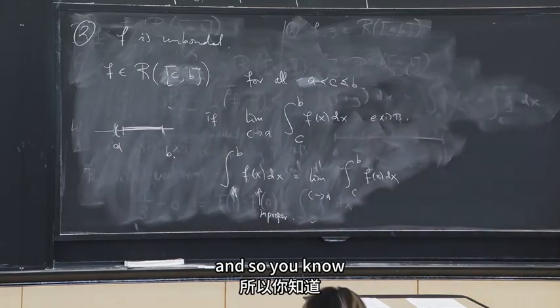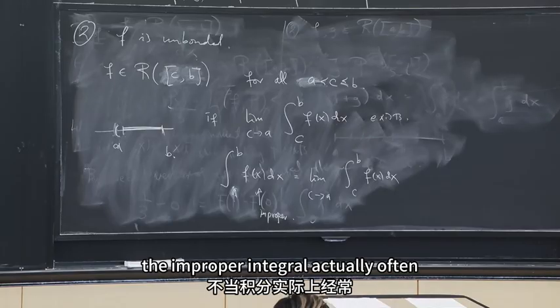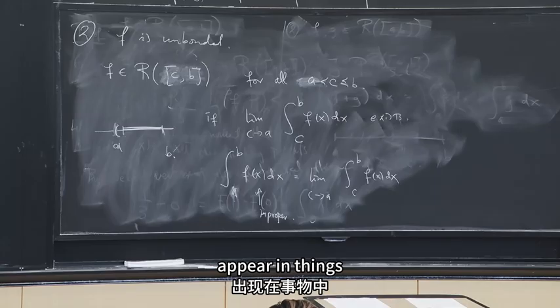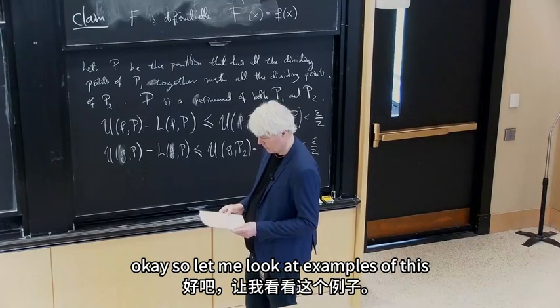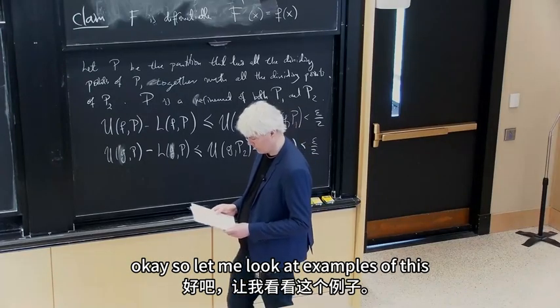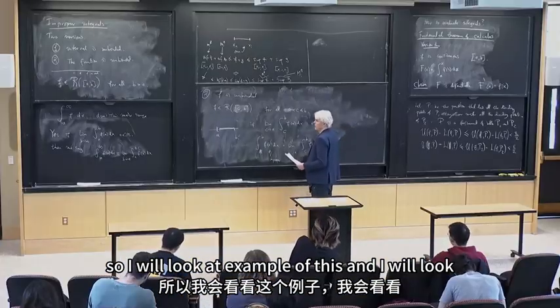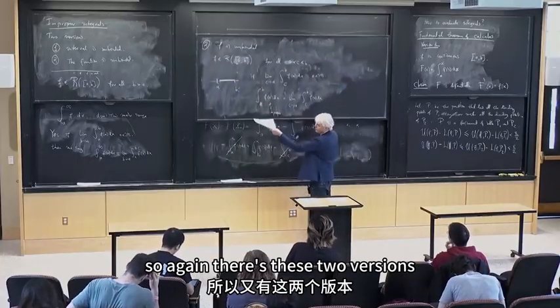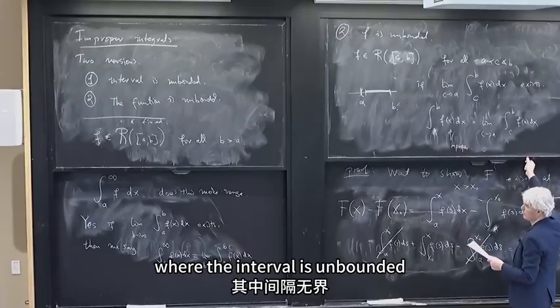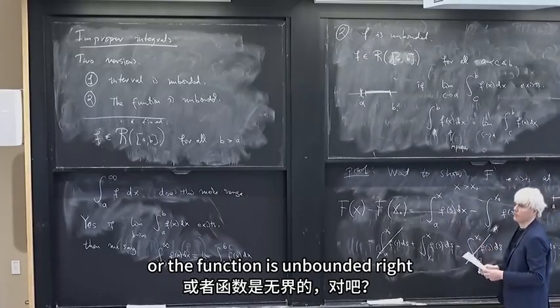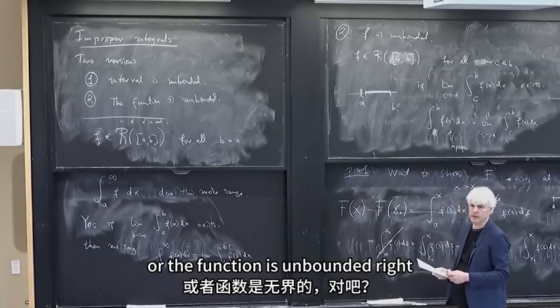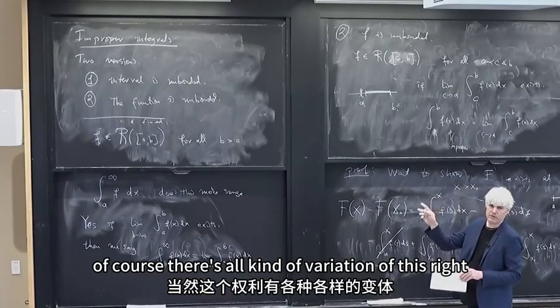And so, the improper integral actually often appears in things. Okay, so let me look at examples of this. Again, there are these two versions where the interval is unbounded or the function is unbounded. Of course, there are all kinds of variations of this.